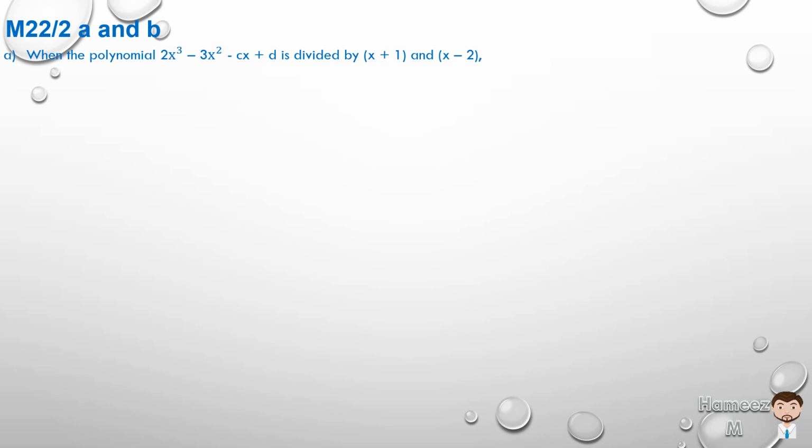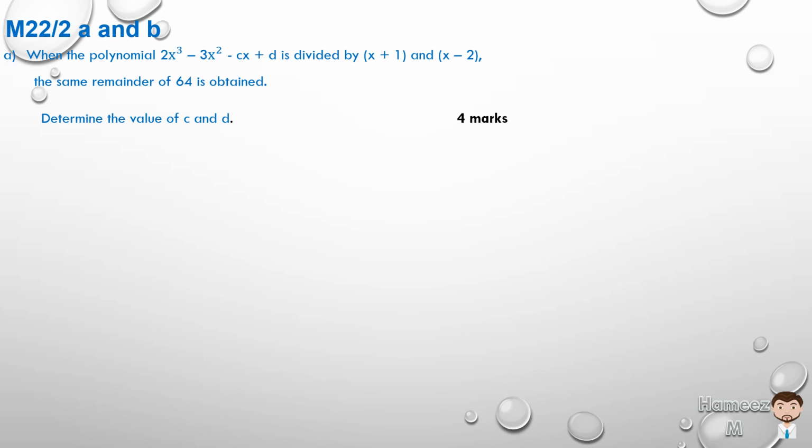May 2022, number 2a. When a polynomial 2x cubed minus 3x squared minus cx plus d is divided by x plus 1 and also divided by x minus 2, the same remainder of 64 is obtained. Determine the value of c and d.